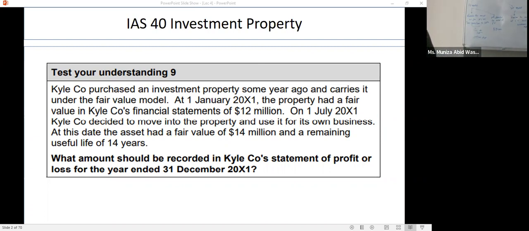Have a look at this question, students, again, and tell me if you are clear. So that is the shift from IS 40 to IS 16.